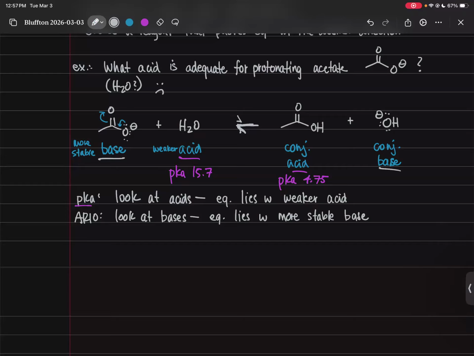So water is a no. I don't think that was a big surprise. Water's generally not a very good acid. Somebody give me another acid that you would think would work better than water. Name one you've used in the lab. HCl. Let's try HCl.